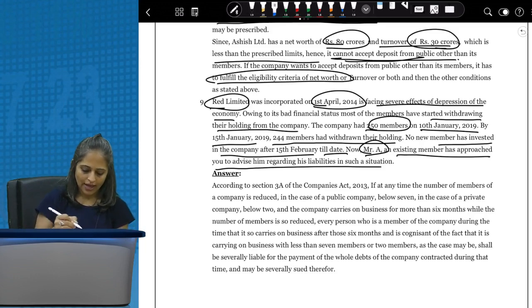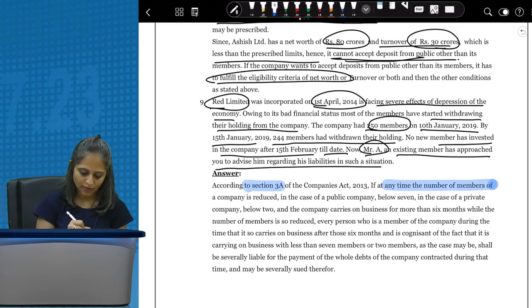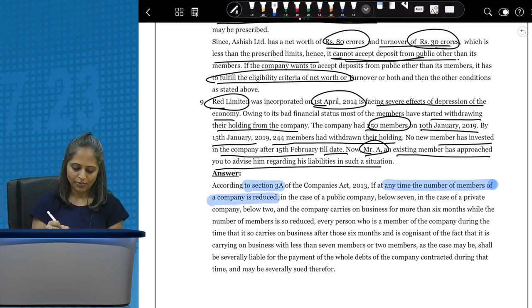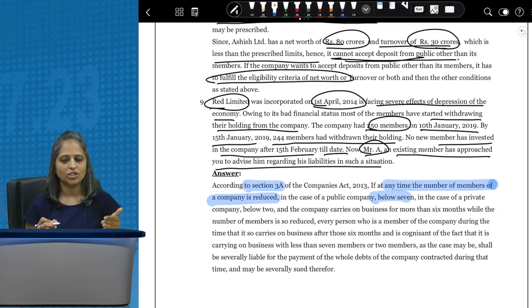According to section 3 of the Companies Act, if at any time the number of members of a company is reduced, in the case of a public company below 7, in the case of a private company below 2. This is applicable to both public and private companies. So even if the question is about a private company, the same provision will be applicable.